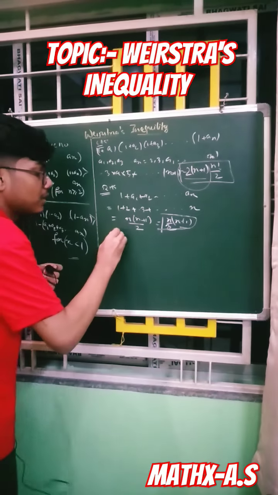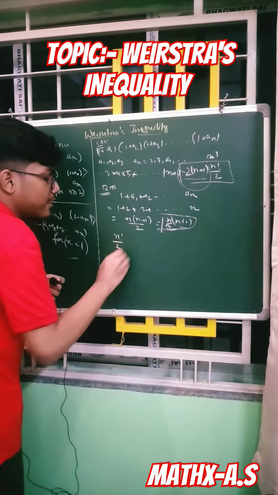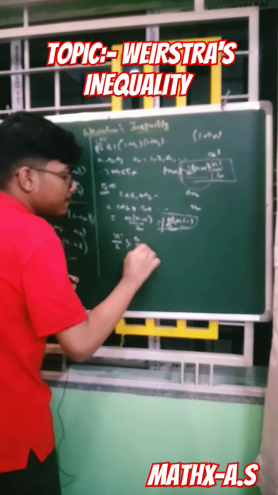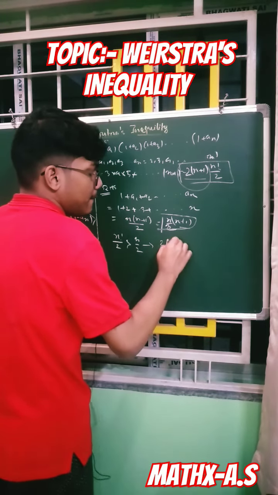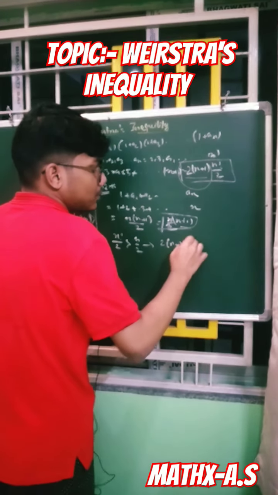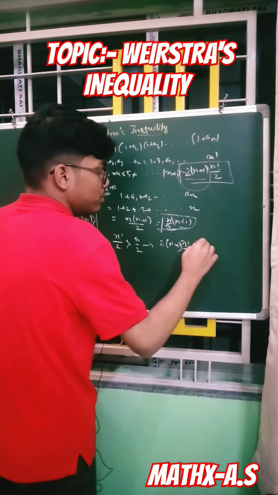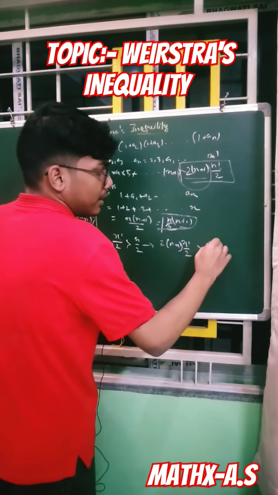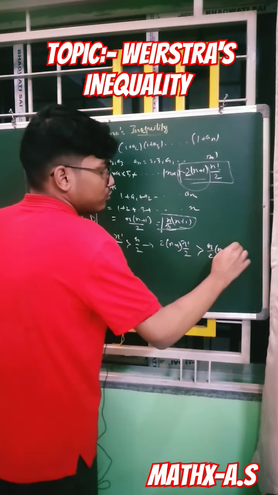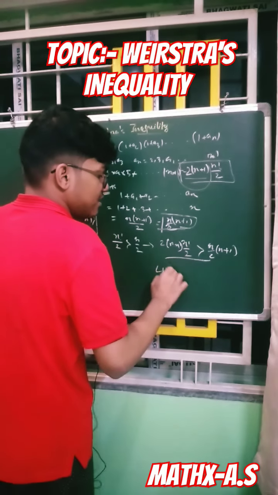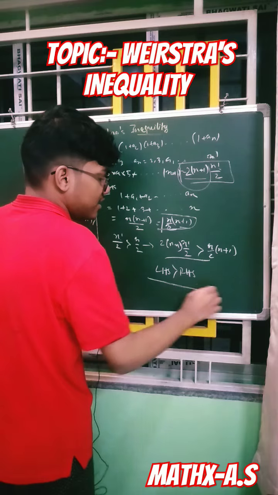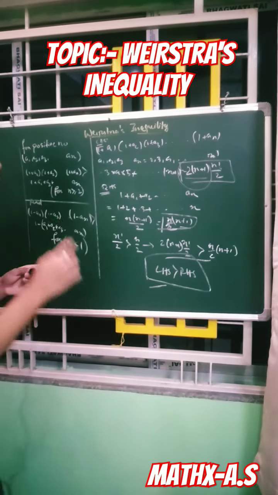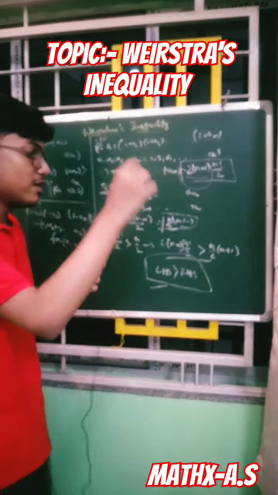Now we can write n factorial by 2 is greater than n by 2. So it will make the expression like n plus 1 by n factorial by 2 greater than n by 2 plus 1. So here we get LHS greater than RHS. So this we had to prove in the inequality. So we have proved it.